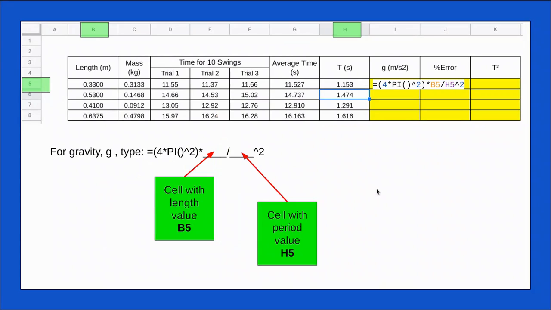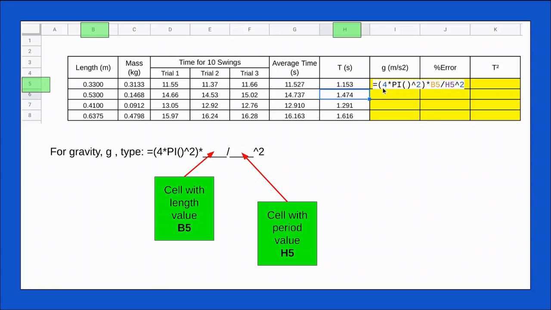Okay, gravity, this is a more complicated formula to enter into the spreadsheet. The formula on paper is 4 pi squared times the length of the pendulum divided by the period squared. So I need to put that into the spreadsheet with the correct parentheses and operations, etc., so that it'll carry out the calculation correctly. So in this case, you hit equals and then open parentheses because there's a couple things that need to happen that you want to have inside parentheses.